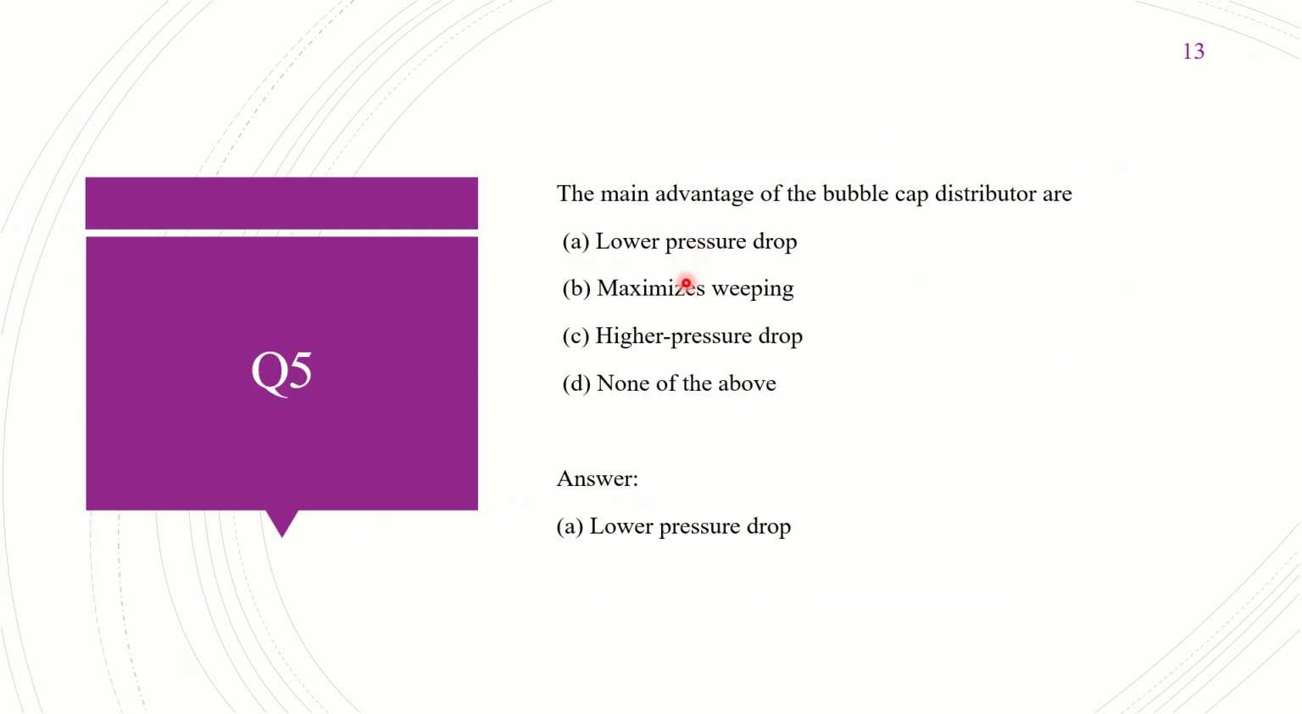So the main advantage of the bubble cap distributor is that it lowers the pressure drop. This one is the right answer, and it doesn't maximize weeping, it minimizes weeping. It is a lower pressure drop, so option C is the wrong answer, and option D, none of the above. So the answer to this particular problem is lowers the pressure drop.